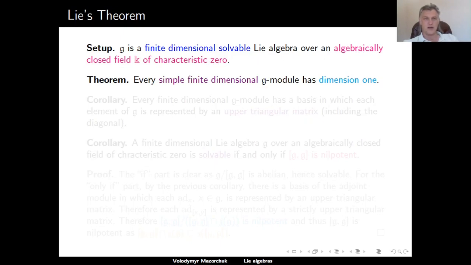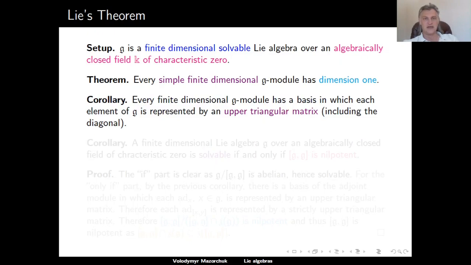This is important. A corollary from this theorem is that every finite dimensional G module has a basis in which each element of G is represented by an upper triangular matrix. And here upper triangular means that this is a matrix which might have non-zero diagonal, not necessarily strictly upper triangular matrix. This corollary can be easily obtained from the theorem by induction on the dimension of the G module.